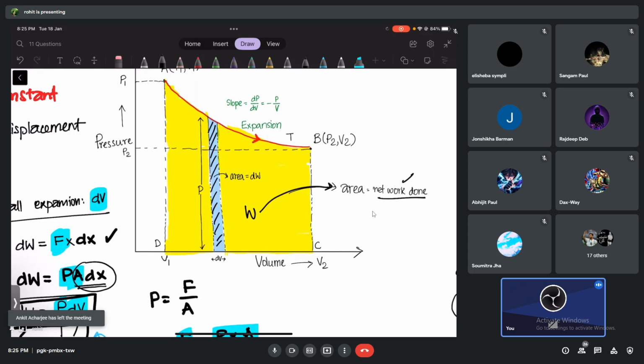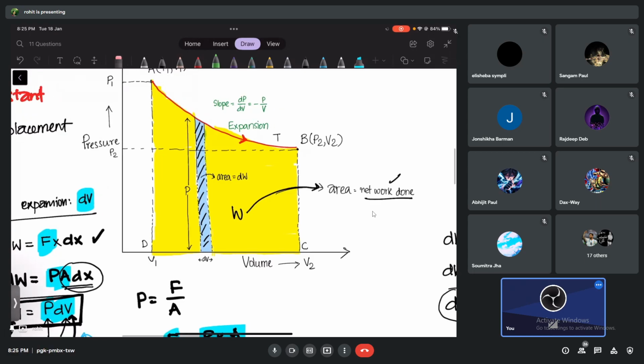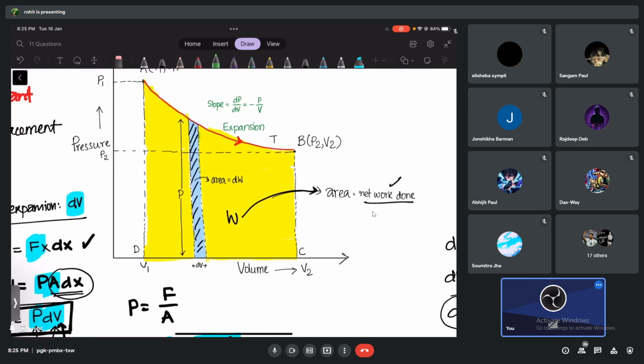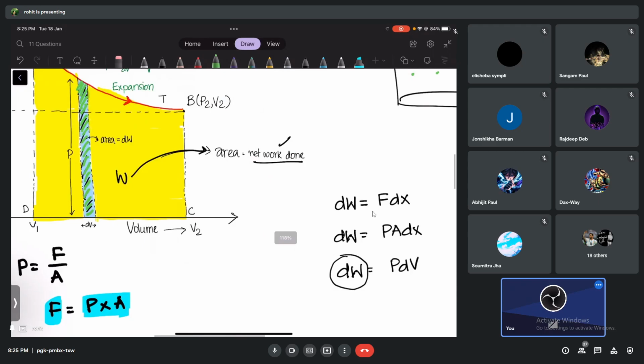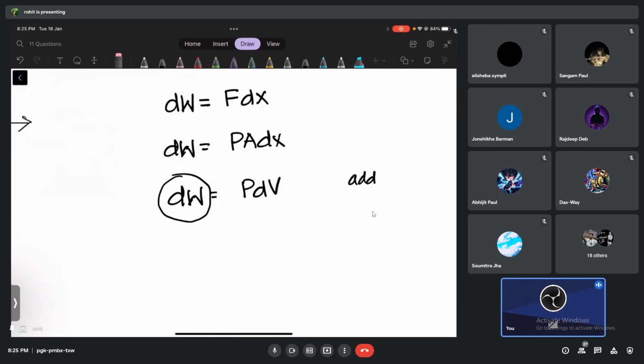And the method, I don't know whether you are okay with this till now, but how do we calculate the total area under a graph? Which method do we use? Integration. If I'm trying to add small things, indirectly we are talking about integration. So we are going to integrate this dW, that means add up all the small work done, and I'm going to get the total work done.